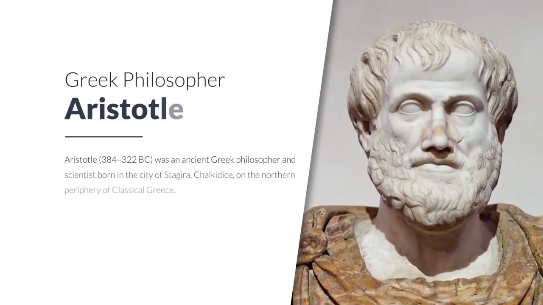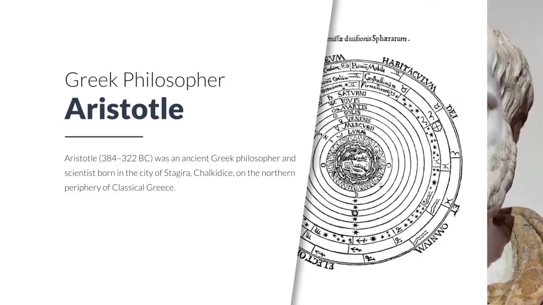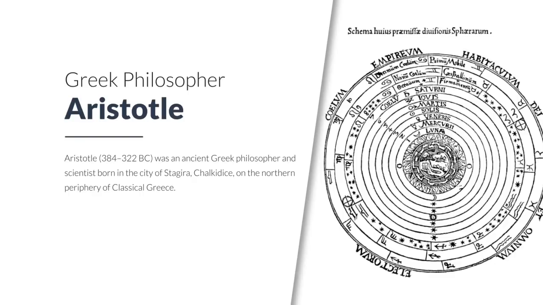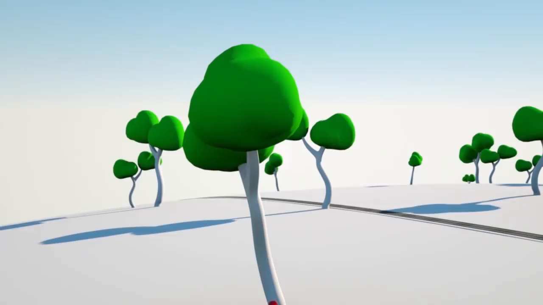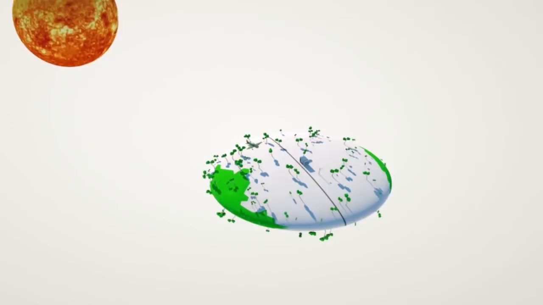Aristotle believed in flat earth and considered earth as the center of universe. He believed that sun, stars and other planets orbit around the earth. This model of universe is known as geocentric model of universe. To answer the question why do objects fall on the ground, Aristotle proposed that every object in the universe has its natural place and they move toward their natural places.